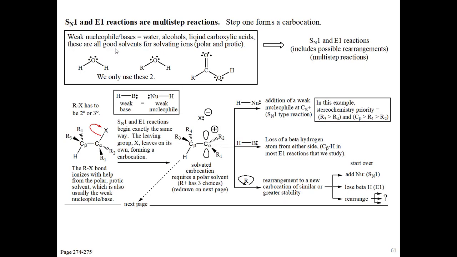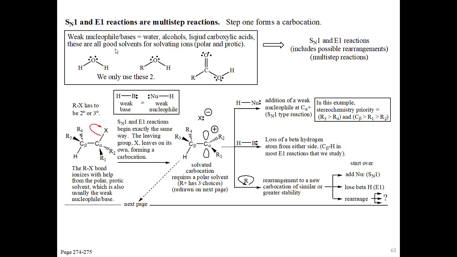So let's take a look at our SN1 and E1 reactions. These are multi-step, so they're more complicated. Plus there's more variation in the way the compounds can react. Again, we're going to eliminate the carboxylic acid. We're only going to look at water and alcohols. These are what we call weak base nucleophiles. If the nucleophile adds to the carbon, then we call it a nucleophile. If the base takes off a C beta H, we call it a base.